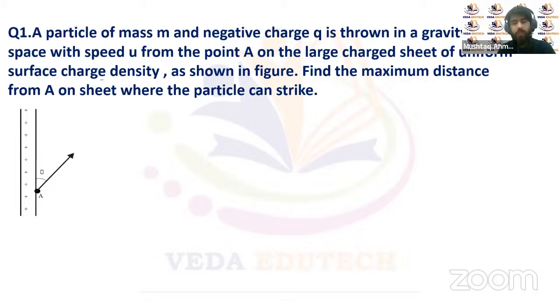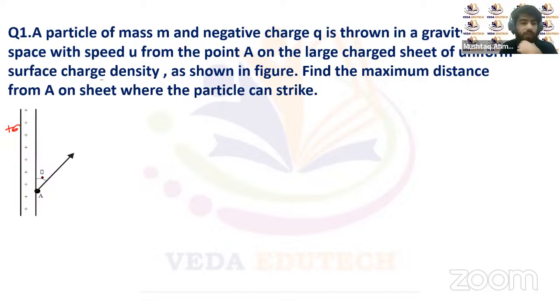Question number one says that a particle of mass m and negative charge q is thrown in a gravity-free space with speed u from the point A as shown in the figure, on a large charged sheet of uniform surface charge density. Let's suppose the surface charge density of this sheet is plus sigma, a positively charged large sheet. Find the maximum distance from A on the sheet where the particle can strike.